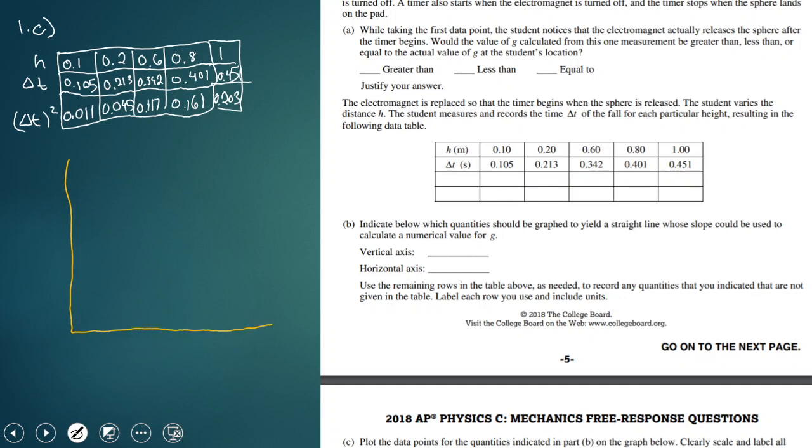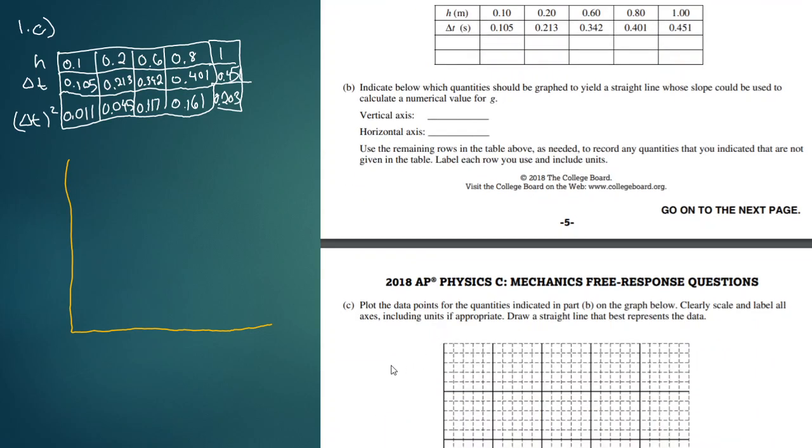So approximately, remember, for a vertical axis, we decided to do height, and for a horizontal axis, we decided to do delta t squared. And so keep in mind, the question clearly says scale and label all axes, including units if appropriate, and then draw a straight line that best represents the data. So first of all, this will be delta t squared, and the units are going to be seconds squared. This axis is going to be height. It's going to be in meters. That was given in the question and in the data table.